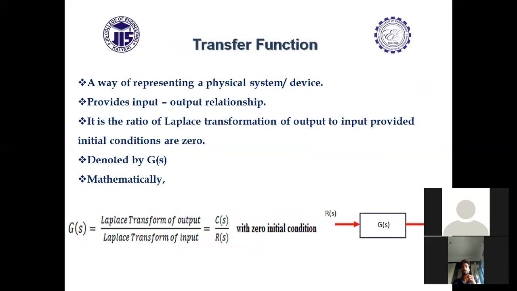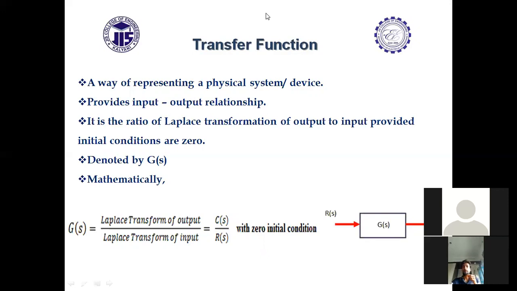As I already told you, any system can be represented in several ways: by a circuit diagram, by a schematic diagram, by mathematical equations, or by a transfer function. So a transfer function is a way of representing a particular system or device, and generally transfer function based approaches are used in control system analysis. So what is a transfer function?